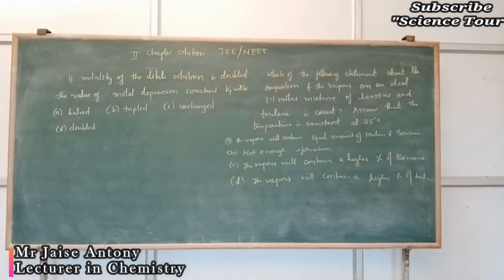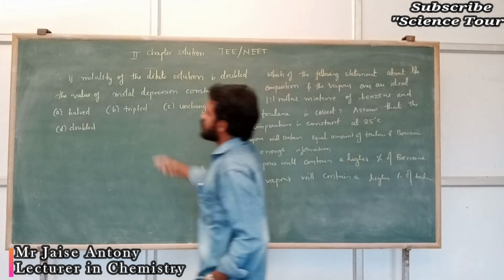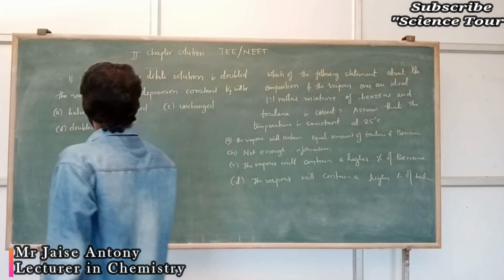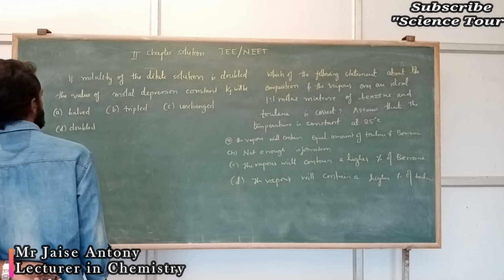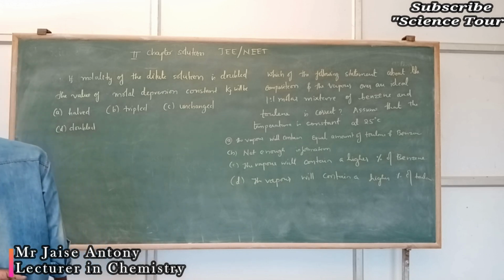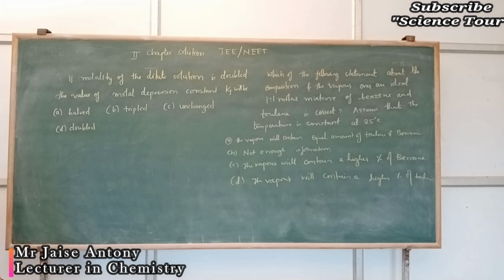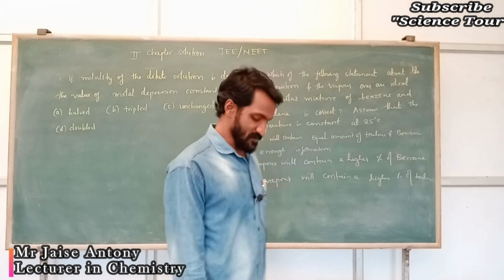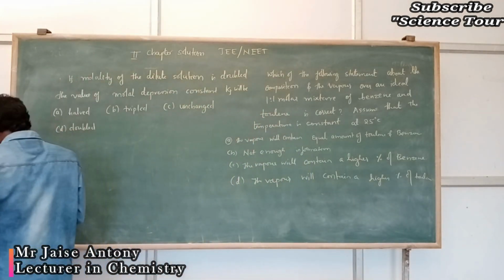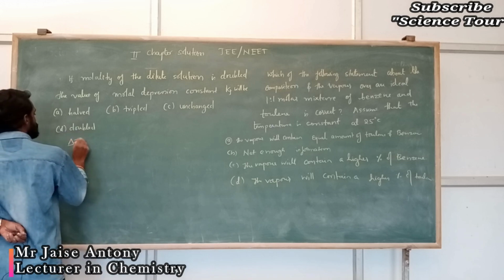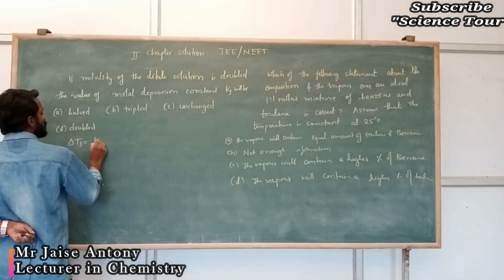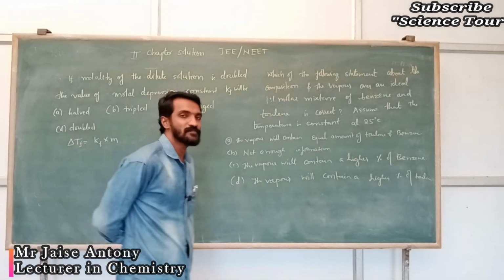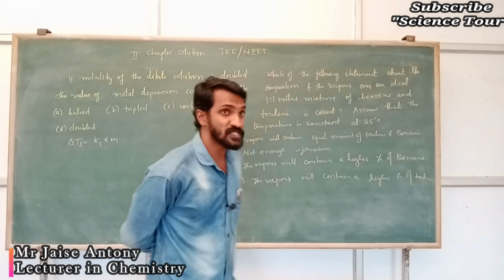Okay, dear students, now let us discuss this question. If the molality of a dilute solution is doubled, then the value of molal depression constant Kf will be: option A half, B tripled, C unchanged, D doubled. You have to find out. Which formula should we use? It is delta Tf equals Kf into m, where m is molality. Kf means molal depression constant.